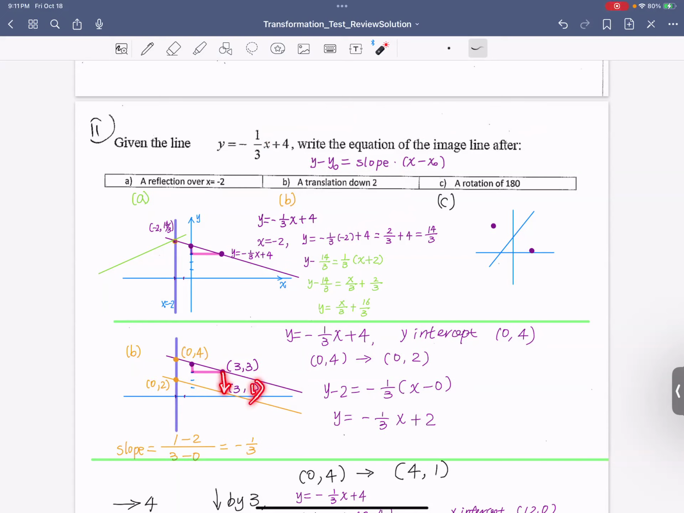Yes. Come to (3, 1). And you have (0, 2), you have (3, 1), then you can do this line equation, correct? Yes. And actually, you can use these 2 new point locations to do the slope calculation. You can do the point slope format. You can have the new equation. Or you don't worry to calculate that.